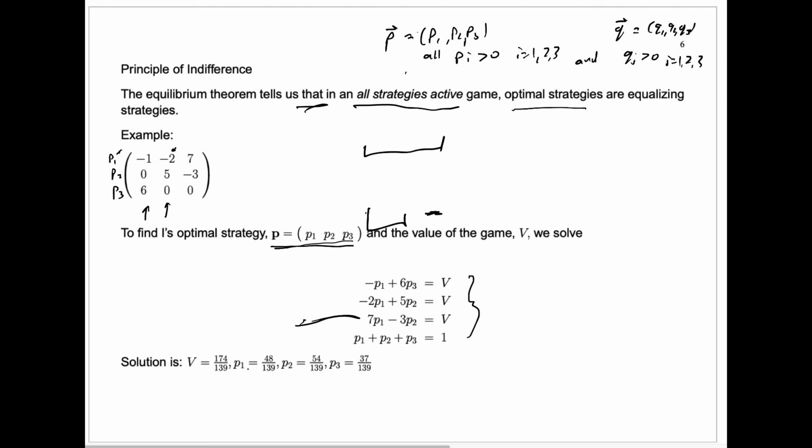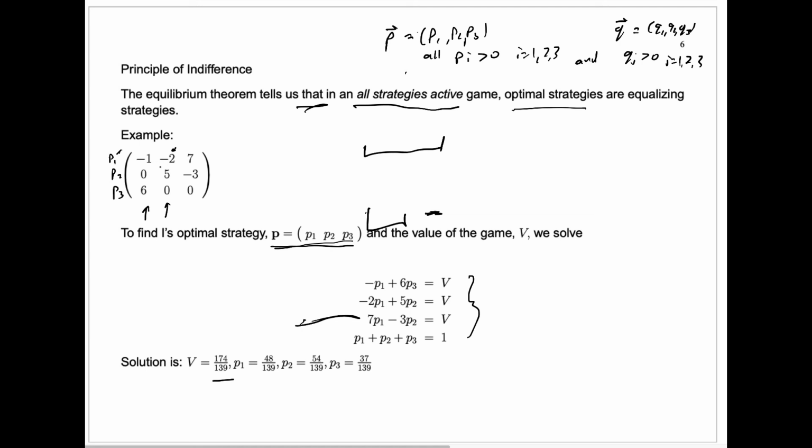And what does it tell me? It tells me there is a solution. The value of the game is exactly 174/139. The probability P1 is 48/139, P2 is 54/139, and P3 is 37/139. You'll see these are all positive probabilities. This tells us, if this is an all strategies active game, that here's the optimal strategy and here's the value of the game.